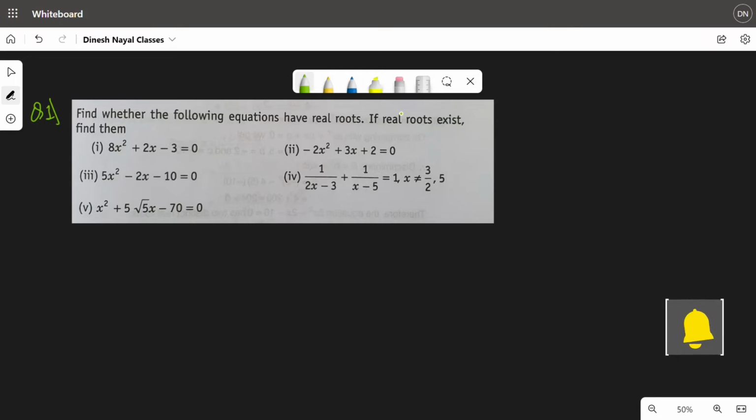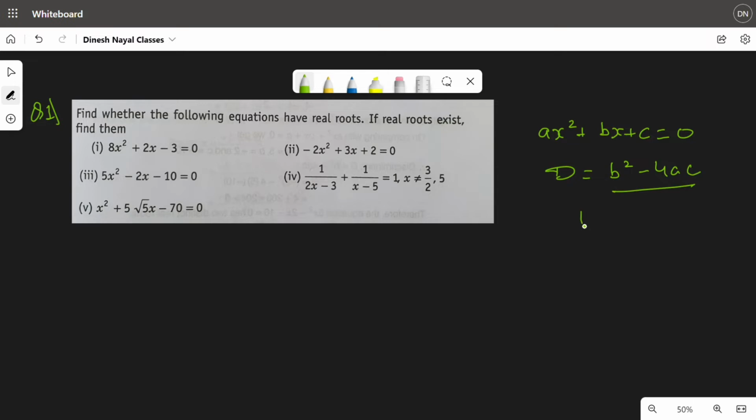First of all, we should know that for a quadratic equation ax square plus bx plus c equals 0, the discriminant is given as b square minus 4ac. If the discriminant is greater than 0, then we say that the equation has distinct real roots. To check, the discriminant should be greater than 0, which means the roots are real.